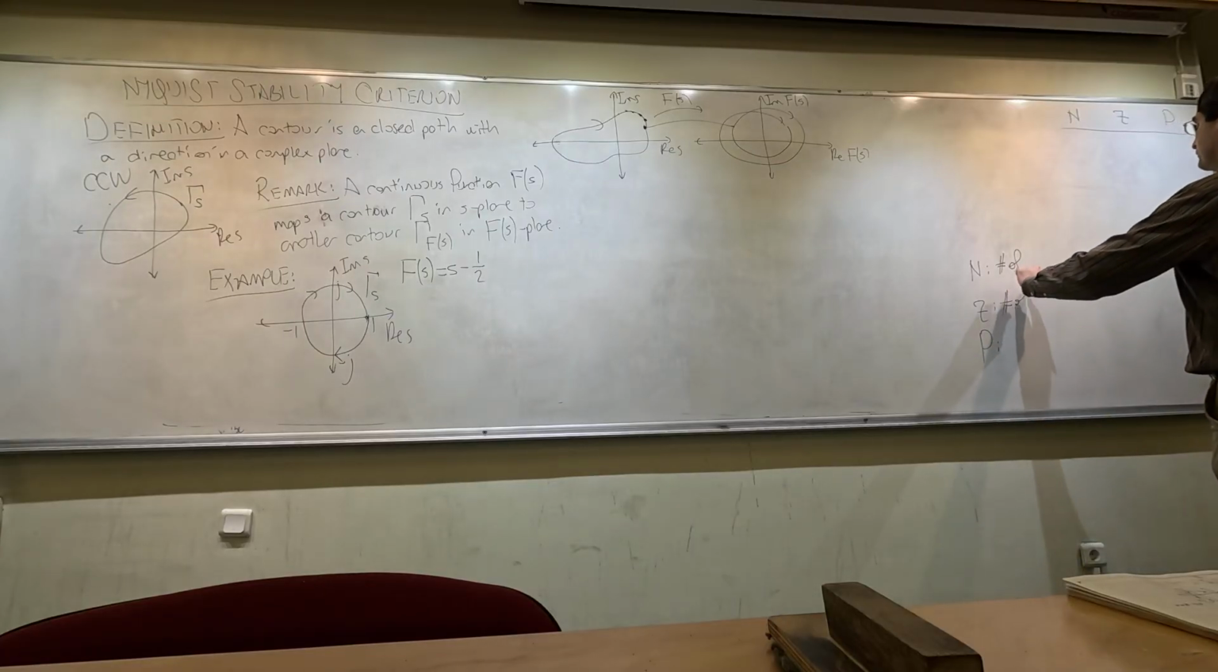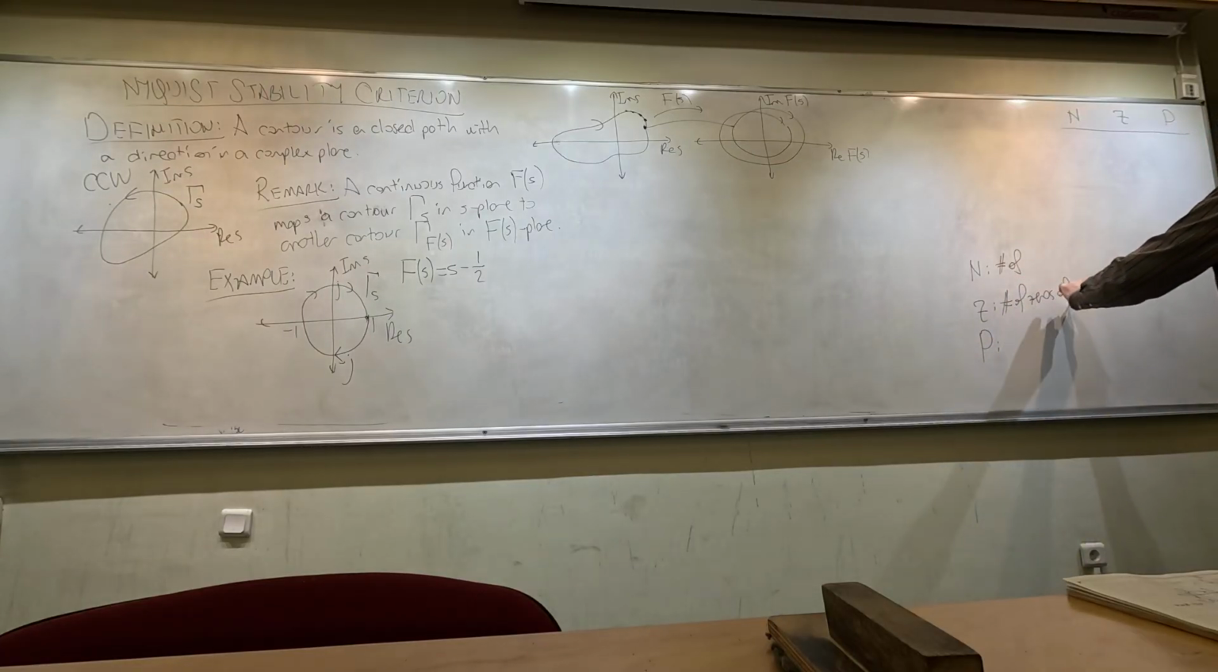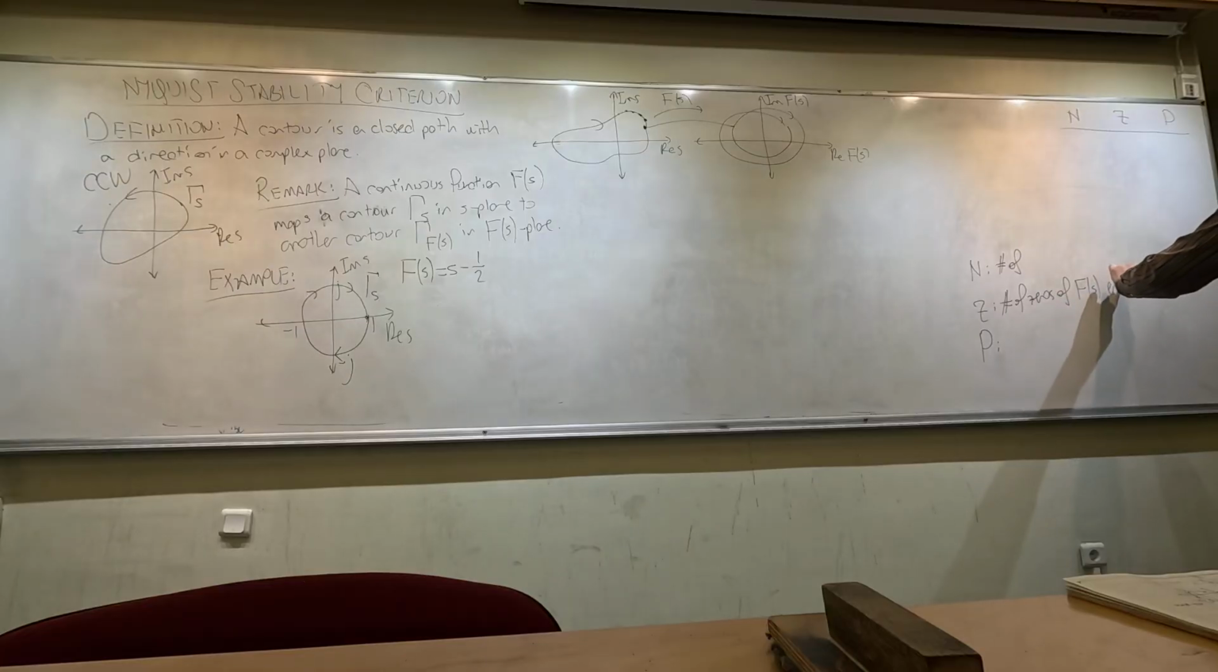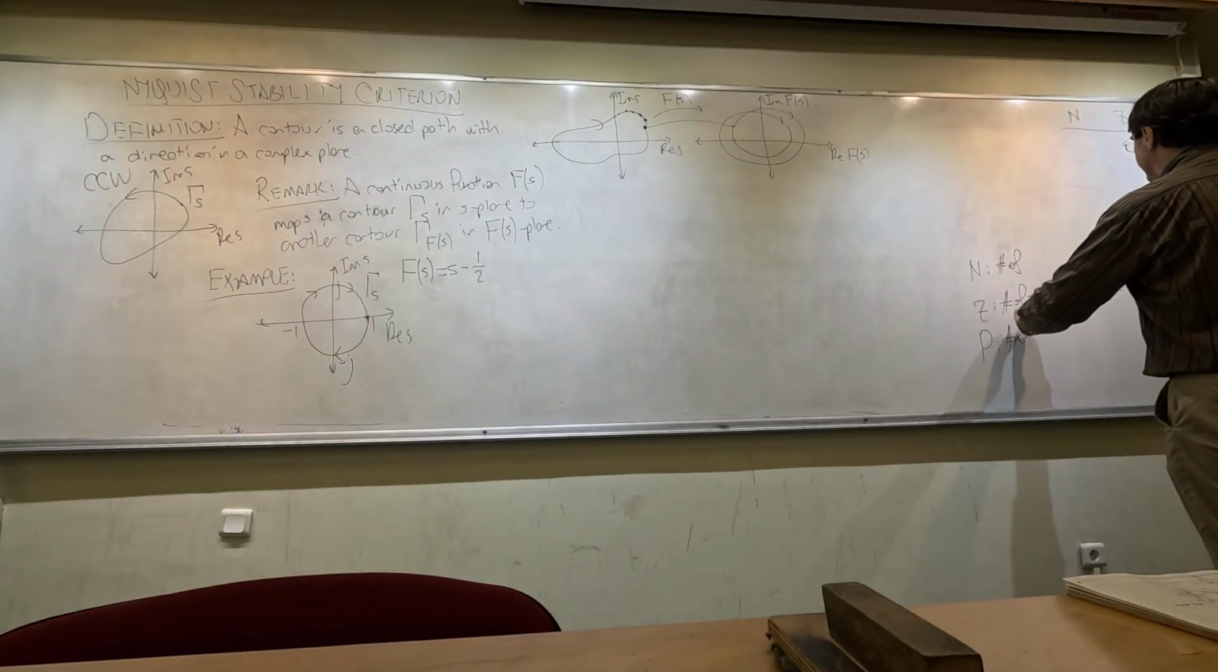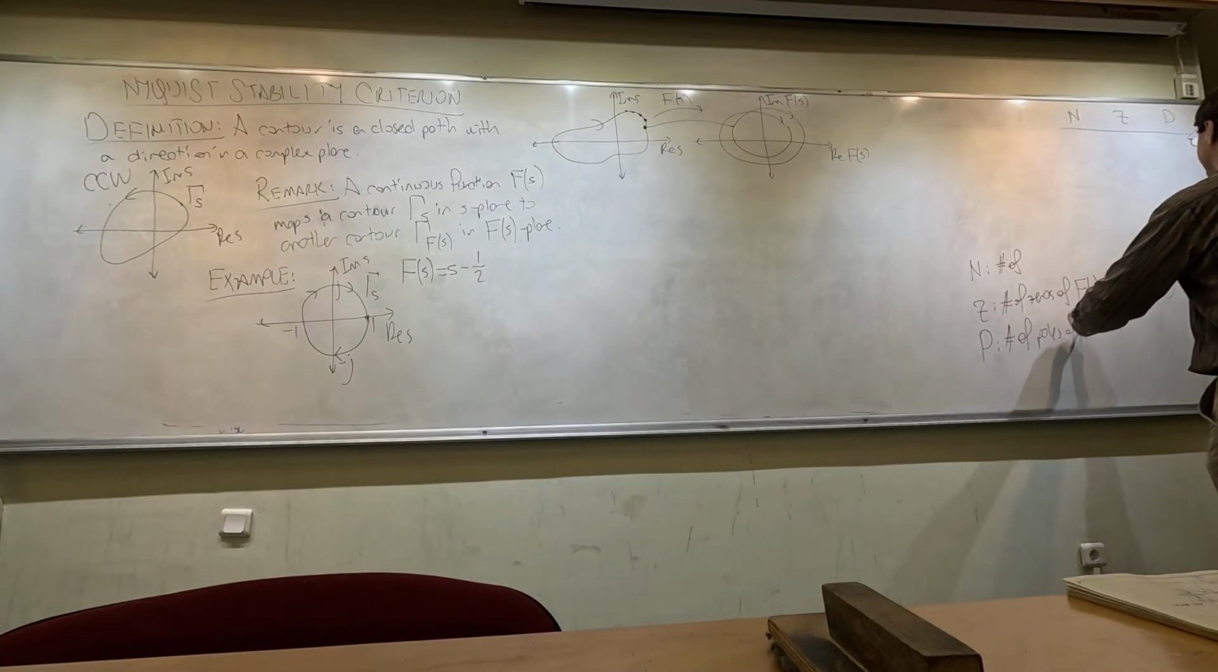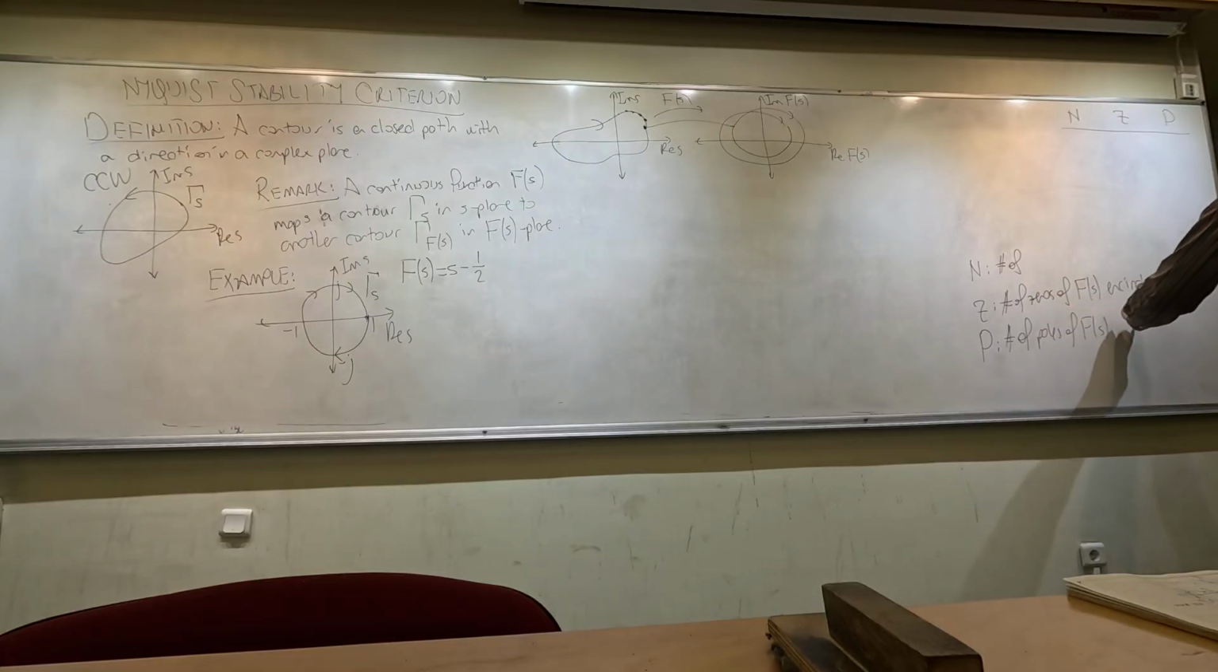I will define z as the following. This is the number of zeros of f of s encircled by gamma s. Okay? Z is going to be the number of zeros of f of s encircled by gamma s. And p is going to be the number of poles of f of s encircled by gamma s. Okay?